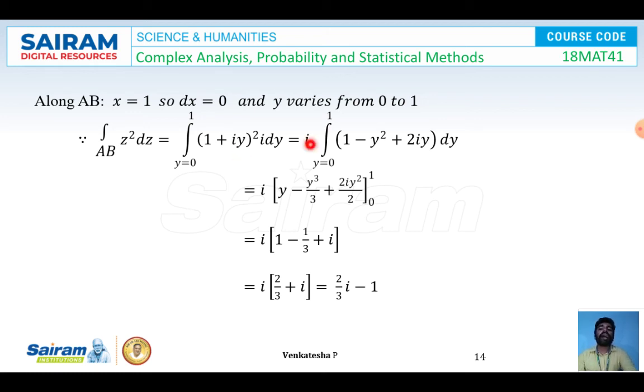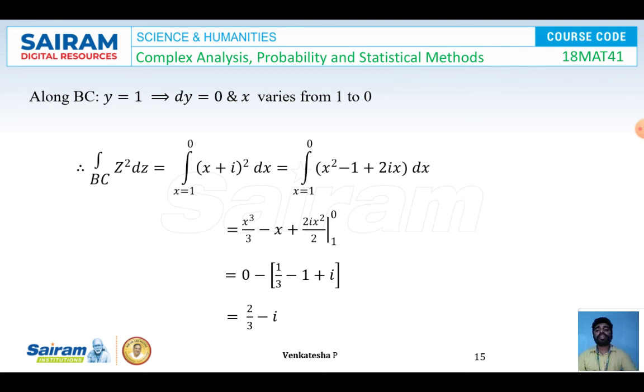So it will become i into the integral y from 0 to 1, 1 minus y square plus 2iy. After expanding this, because i square is minus 1, I got this equation. Now after integration, we get i into y minus y cube by 3 plus 2i y square by 2 with the limit 0 to 1. Applying the upper limit, I'll be getting i into 1 minus 1 by 3 plus i. For the lower limit, it is 0. By simplifying this, we got i into 2 by 3 plus i. It will become 2 by 3 i minus 1.